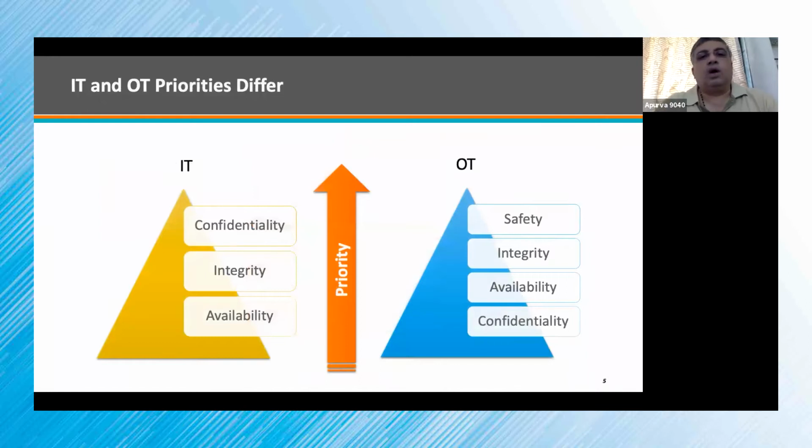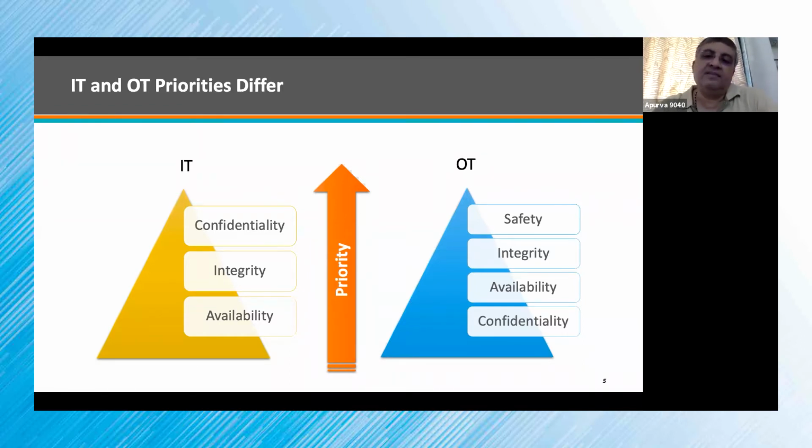So if you look at what are the priorities, in the IT world we always say CIA is the priority: confidentiality, integrity, and availability. But in the OT world it is different. Safety is the highest priority. The reason behind is because this is all physical equipment. So if anything goes wrong with this physical equipment, then the safety of a human being is affected. Okay, so if anything goes wrong in a plant, it will affect the humans who are working on the plant. So that's where, if you see, the priority changes.